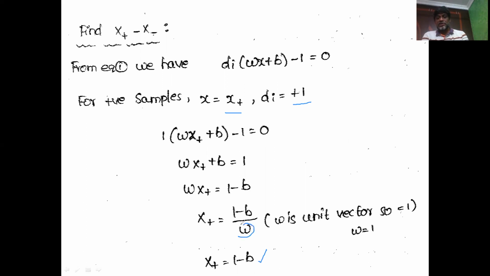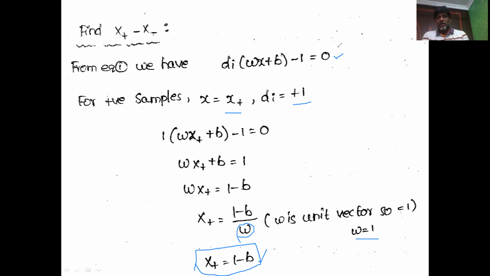Because w is known as a unit vector, you can substitute w is equal to 1 here. Therefore, x plus is going to be 1 minus b. Okay, so this is what we got for x plus. How did we get it? It is from equation 1, by substituting the desired response di and the positive sample x plus for x.